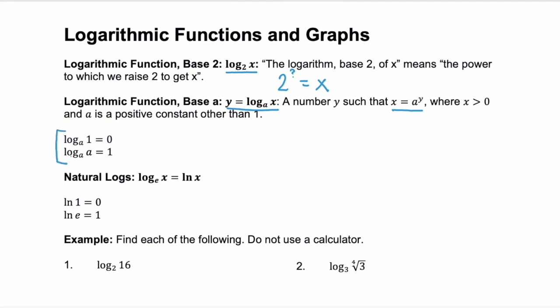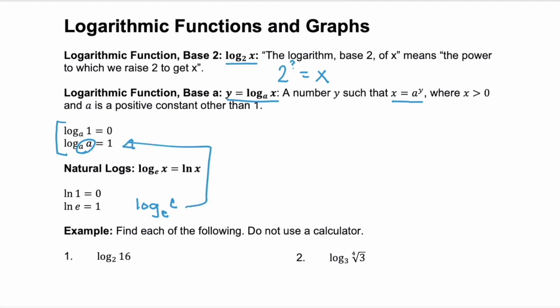Key things to remember: log of 1 is equal to 0, and the log base a of a, so when these two are the same, you get 1. If you have a natural log, that's when you have a base e. It can also be simplified and written as ln, or natural log. The natural log of 1, same rule, equals 0. The natural log of e equals 1. That's because the natural log of e would be log base e of e, and that follows the same rule up here.